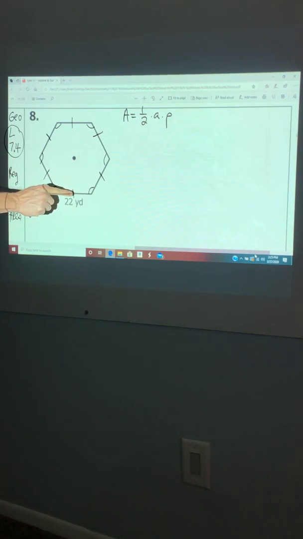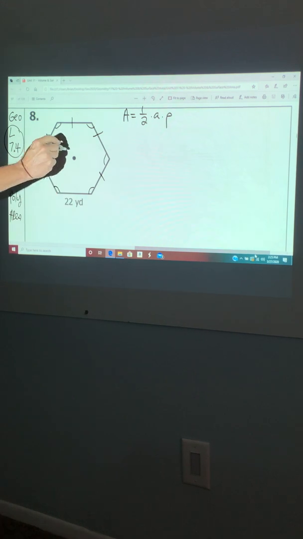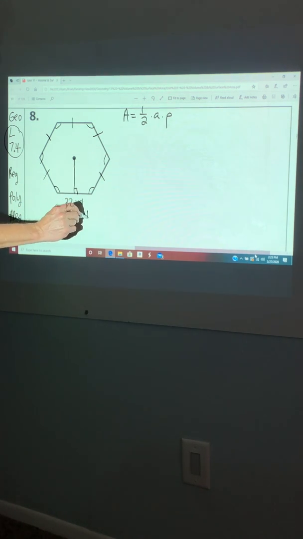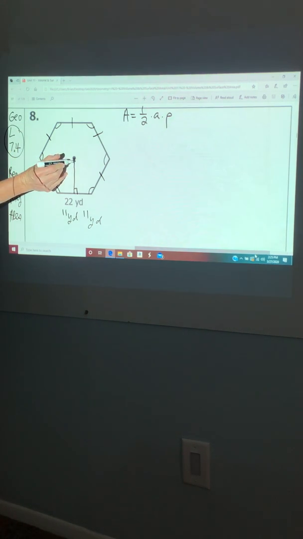So let me remind you how the apothem works. It is from the center perpendicular to a side. When you do that, it'll bisect this side, and now this is 11 yards and this is 11 yards. So you just take that 22 yards and divide by 2. This will be 11 and this will be 11. And then I'm going to draw in a right triangle, because that's the reason why we spent so much time on right triangles.